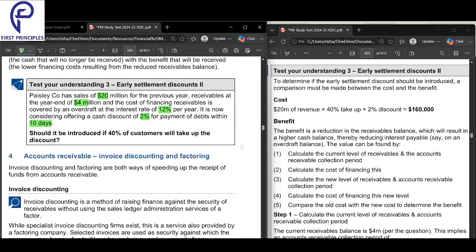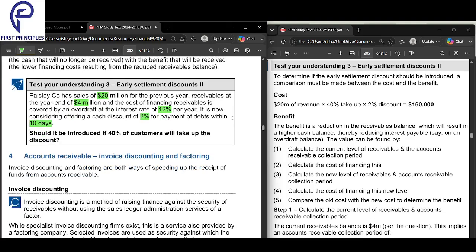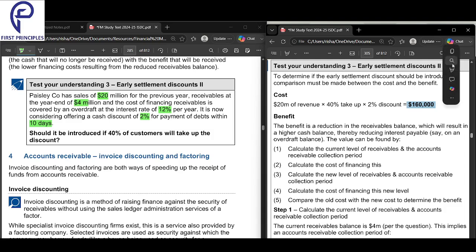Now coming back to this method, they are saying 40% of the people will take the discount. So on 20 million, you are giving a 2% discount, but only 40% will take it up. So the total cost to you is 160,000. How do you calculate? How much discount will you give? 2%. On what? 20 million. How many people will take it? 40%. So the total cost to you is 1,60,000.